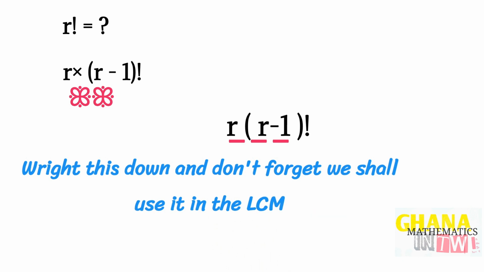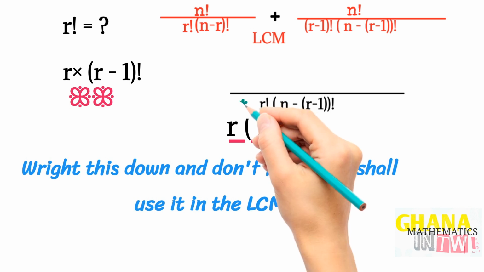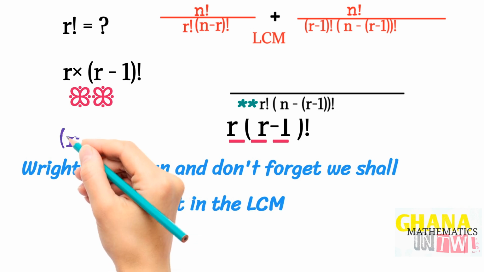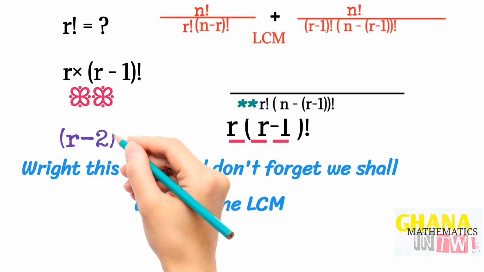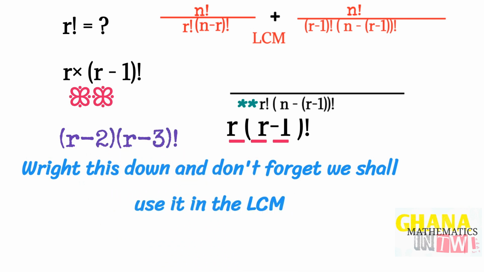Write this down so that you won't forget on the LCM. So this is the question. That is the reason why I got r factorial. So that's r times r minus 1 factorial. Do you understand? And I also have n minus r minus 1 factorial. I'll try to explain that. But for r factorial, you can say r times r minus 1 times r minus 2 times r minus 3 factorial.